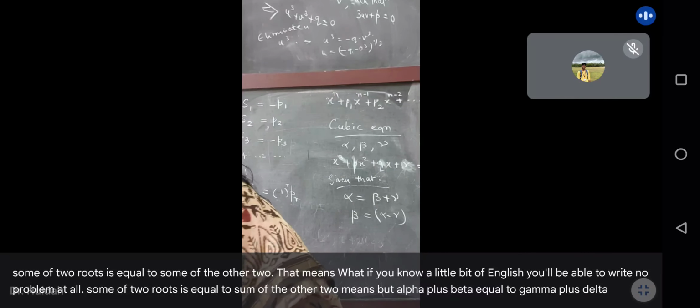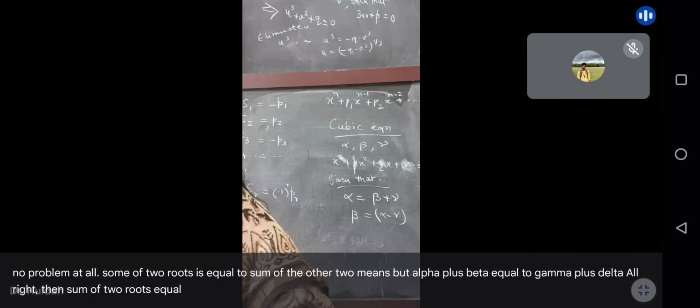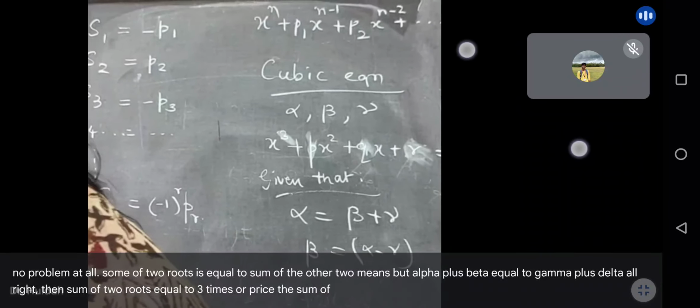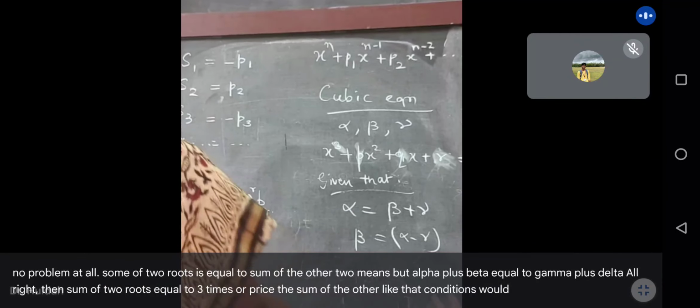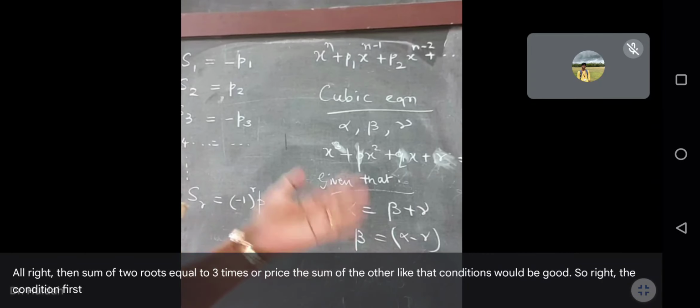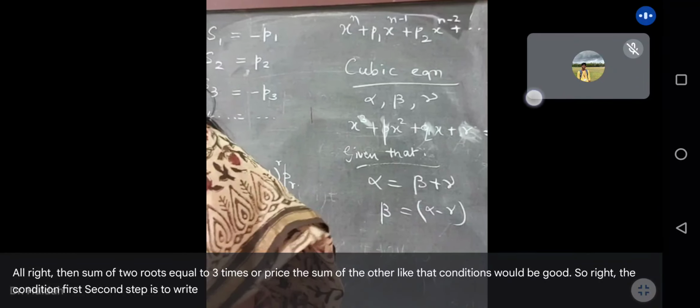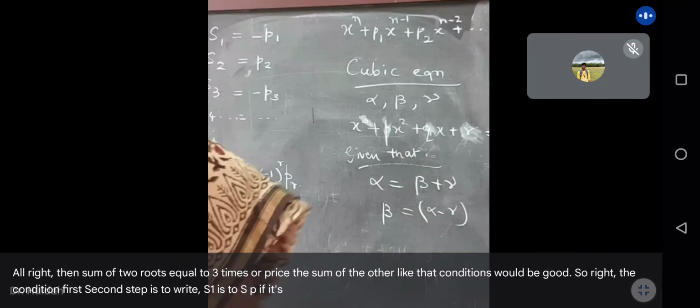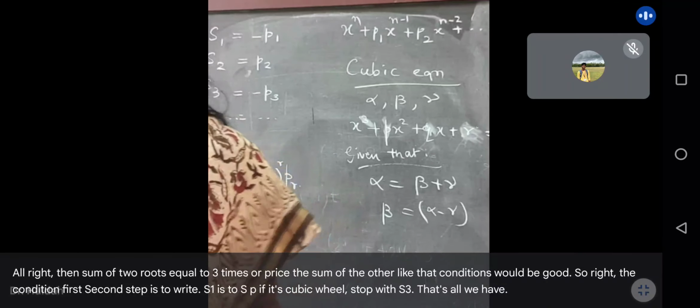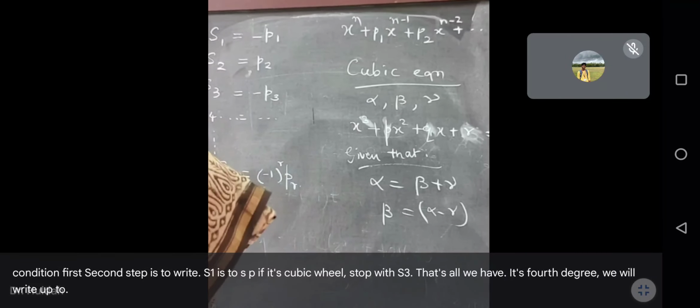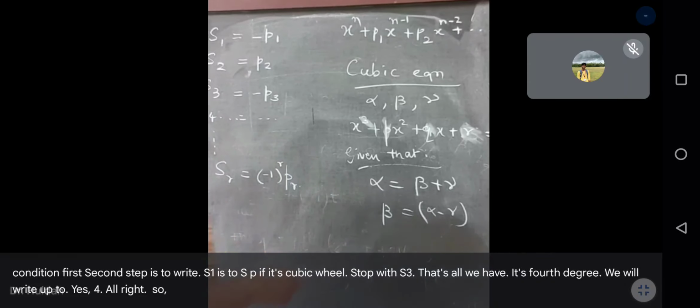Then the sum of 2 roots is equal to 3 times, or thrice, the sum of the other. Like that, conditions would be given. So write the condition first. That's the first step. The second step is to write S1, S2, S3. If it's cubic, we'll stop with S3. If it's fourth degree, we will write up to S4. All right. So let's see the next step.